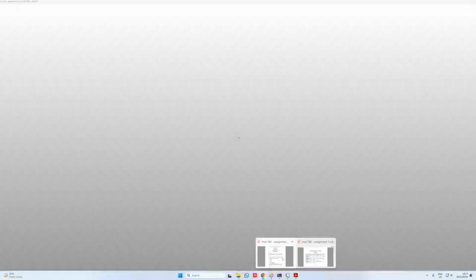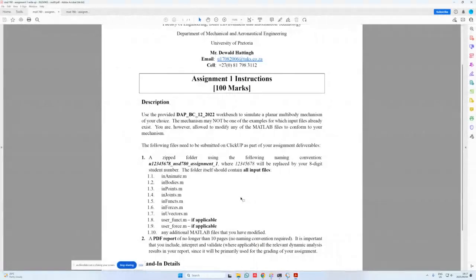So in that case, I just want to jump over to assignment 1 as well. And I posted last night as well that assignment 1 is now available on ClickUp. Just want to take you through what the expectations are and the instructions of assignment 1 and how I will be marking it. So the idea behind assignment 1 is that you now use DAP BC 12-2022 to simulate some sort of a planar multi-body mechanism of your choice.